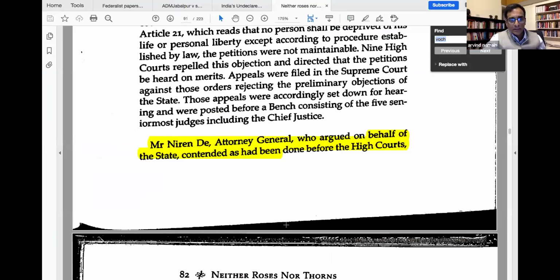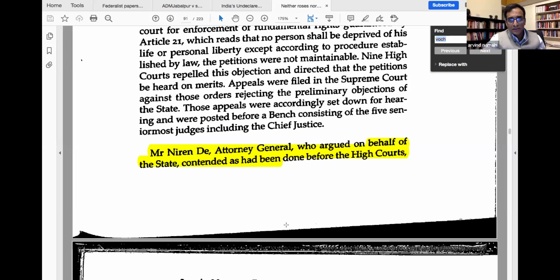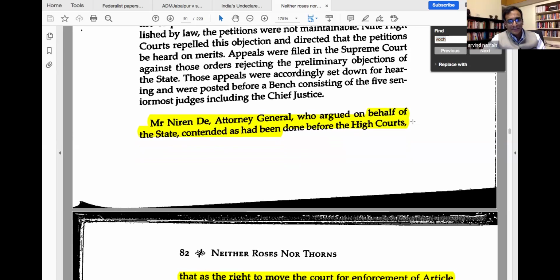Is it visible? Mr. Nirinde, Attorney General? Yes, Arvind. Okay. So this is from Justice Khanna's autobiography. Somebody just start reading from here, please.